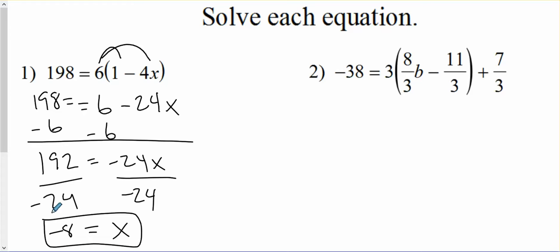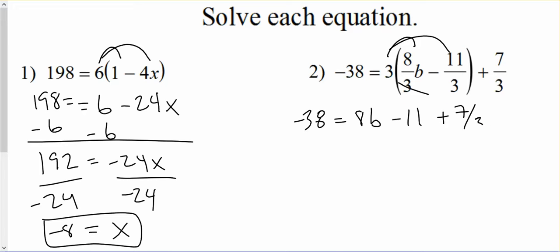This other side, when we're multiplying by 3, well, when I distribute a 3 to 3/8b, my 3's are going to simplify out, so it just makes 8b. Same thing with negative 11/3. My 3's will simplify out, and I'll get negative 11 plus 7/3.